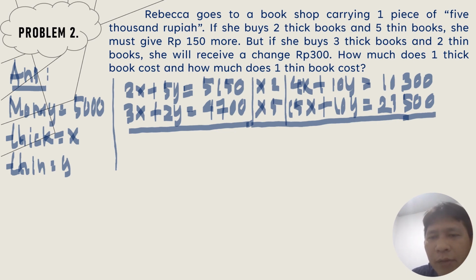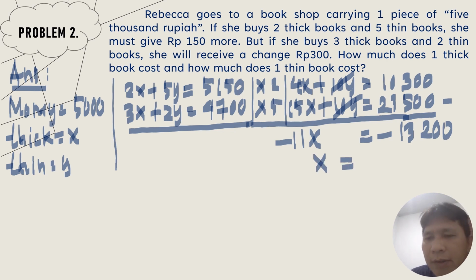So here we have 10y and 10y, so we're gonna subtract, so we can cancel this one. So 4x minus 15x becomes 11x equals, 10,300 minus 23,500, so this becomes negative 13,200 rupiah. So x equals 13,200 divided by 11, so equals 1,200. Okay, now we can pick the first equation to find the value of y.